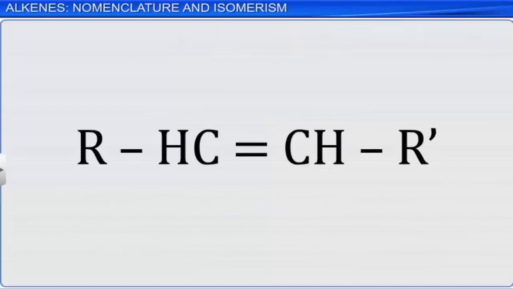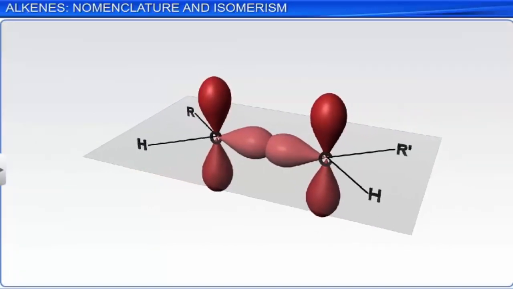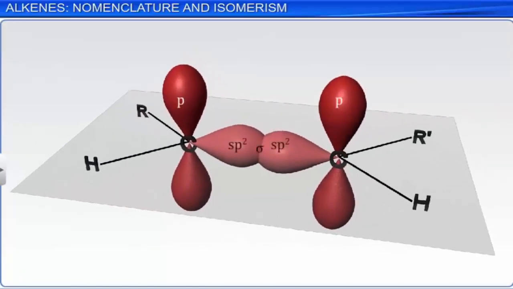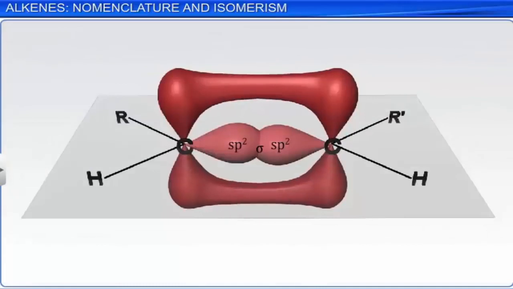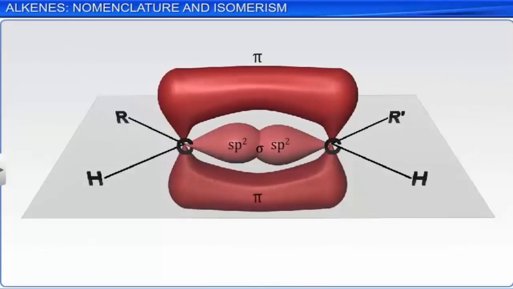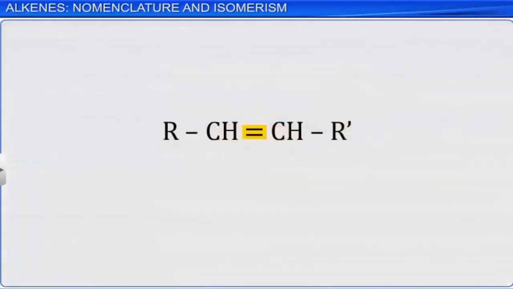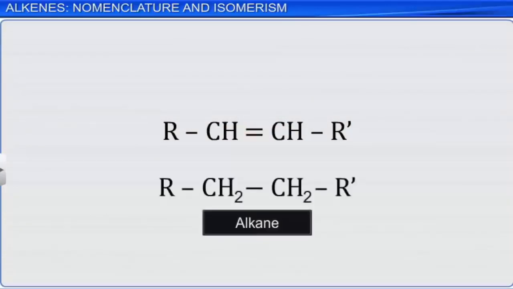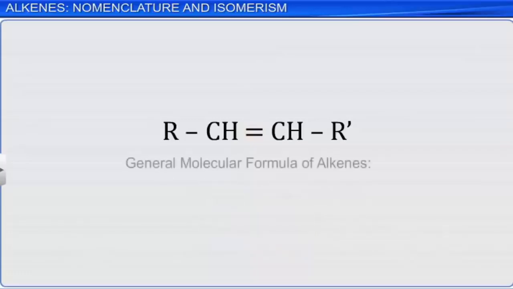As you have studied, a carbon-to-carbon double bond consists of 1 strong sigma bond and 1 weak pi bond. A sigma bond is formed due to the head-on overlap between 2 sp2 hybrid orbitals of two carbon atoms, whereas a pi bond is formed due to the sideways overlap between two pure 2p orbitals of two carbon atoms. Due to the presence of a double bond, an alkene has two hydrogen atoms less than corresponding alkane. Hence, the general molecular formula of alkenes is CnH2n.